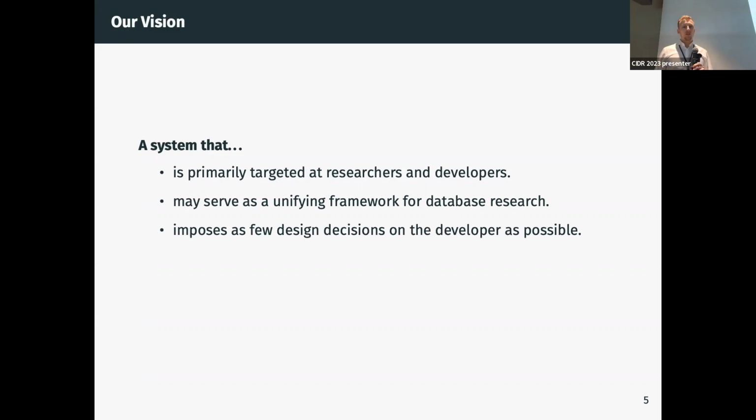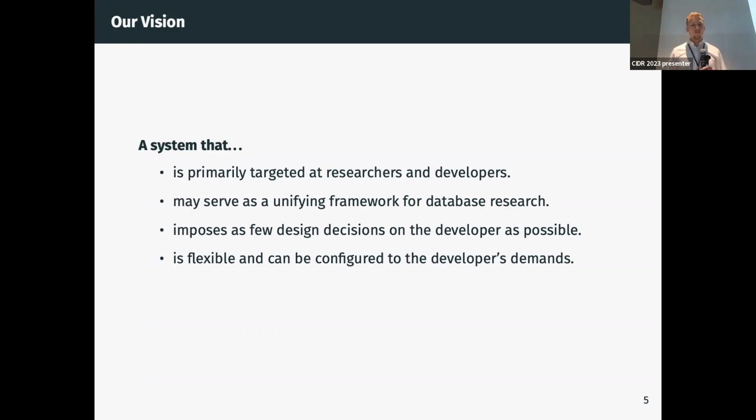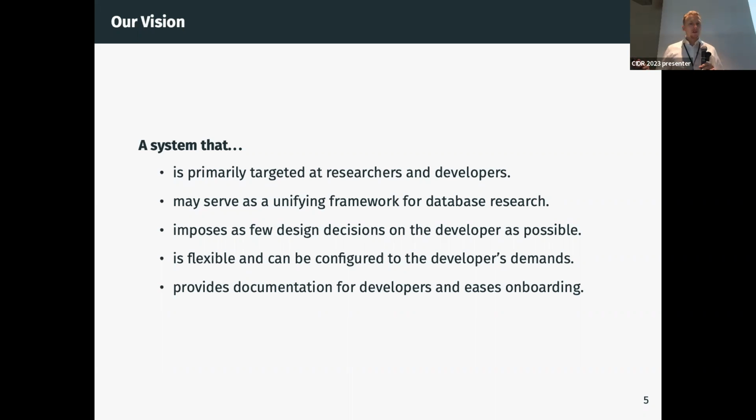Also a system that imposes as few design decisions on the developer as possible, so it should be flexible such that your research idea can fit into the system. It should be flexible and configurable to the developer's demands. So for example, a developer may not care about join ordering, so you can just opt that out. And of course, we must provide documentation that is targeted towards developers and that serves as onboarding for these people.